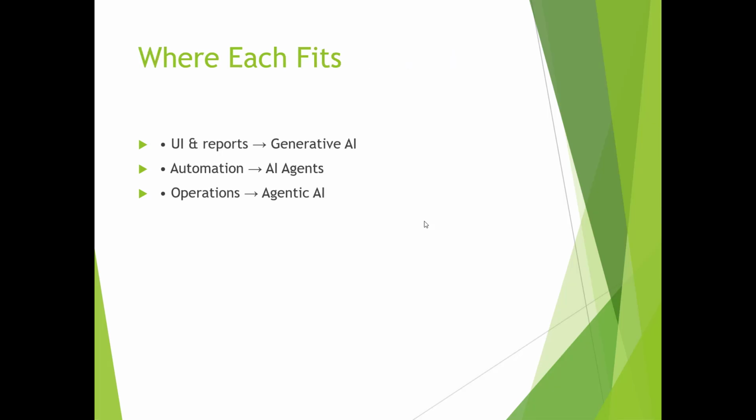So the question is where each fits, meaning where we need to use agentic AI, where we need to use agents, or where we need to use generative AI. For UI or reports, wherever these types of things are needed, we need generative AI. And wherever automation is concerned, for example, if we want unit tests to be generated automatically, some things need to be automated. In that case, AI agents are used. And wherever operations are needed, we have to have agentic AI. So these are the use cases where they need to be used.